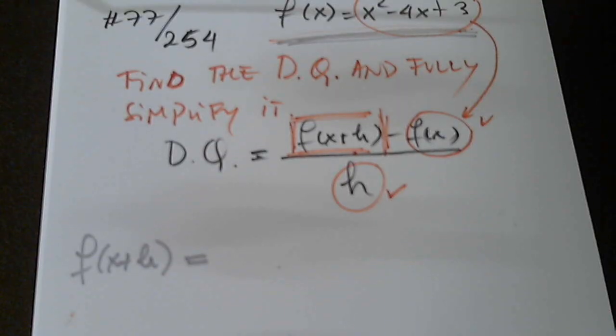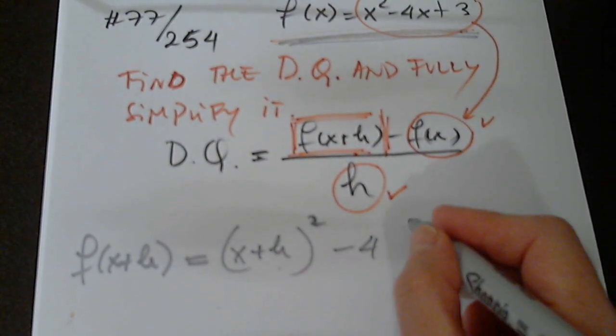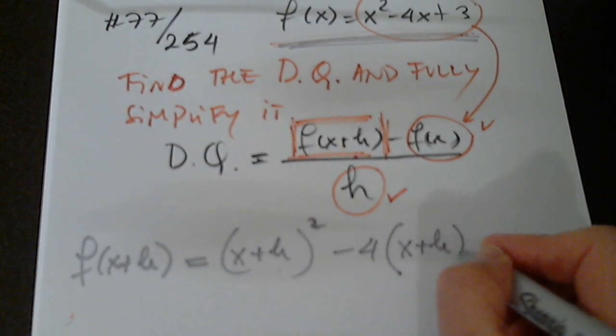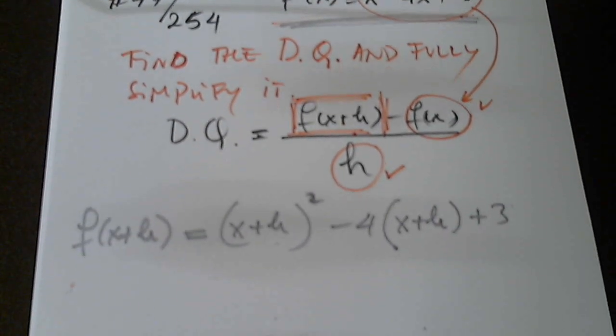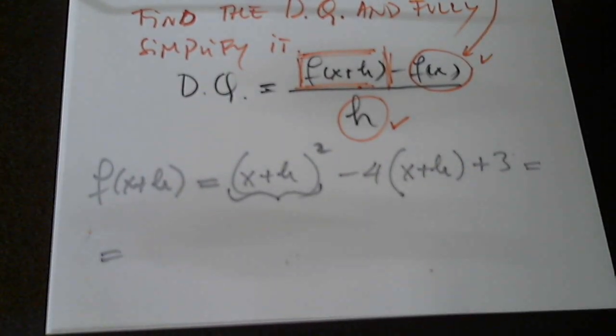Are we just substituting x plus h in for the x? Exactly. That's our first step. Yep. So would it be x plus h squared, minus 4 times x plus h in parentheses, plus 3? Yes, indeed. We've done this before. Thank you so much, Emily. Good. Now, can anyone square x plus h for us, please?